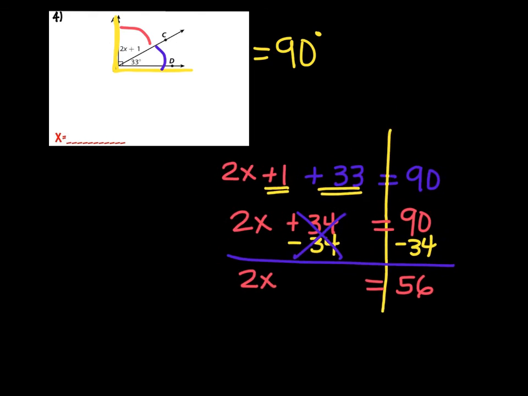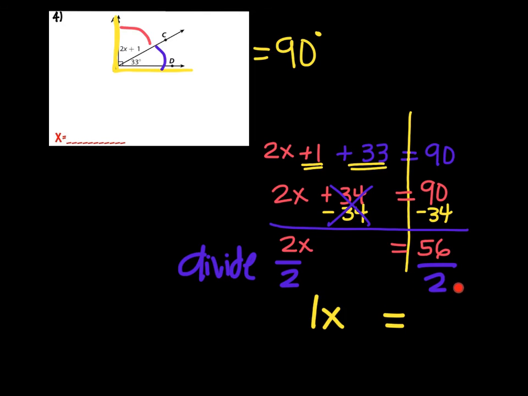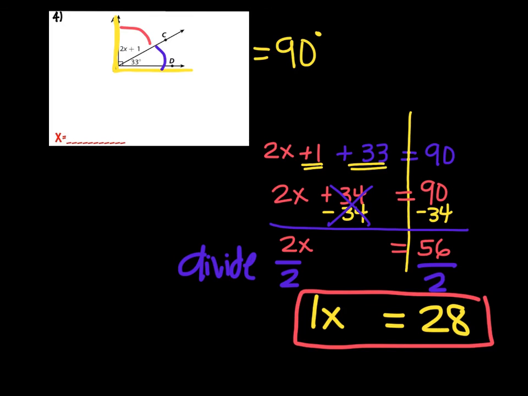And final step, the opposite of multiplying by 2 would be dividing by 2. Again, if you don't like that fraction bar way, you can certainly write it another way. But 2 divided by 2 gives me 1x. So 1x is worth the same thing as 56 divided by 2. And half of 56 is 28. So now I have my final answer. The x value is 28. So I'd write that on my line.